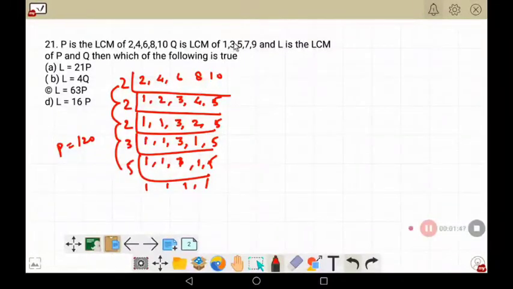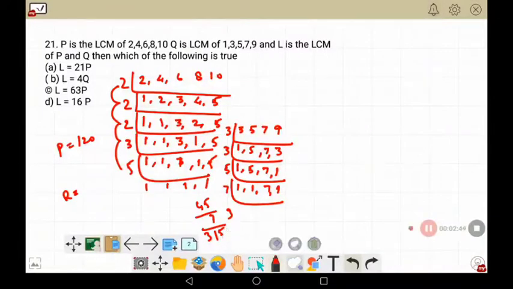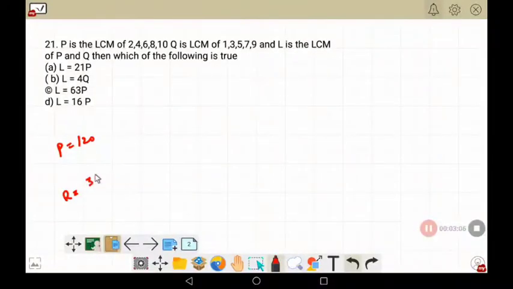Similarly, the value of Q: 3, 5, 7, 9. Leave 1. 3 1s are 3, 5, 7, 3 3s are 9. Leave 5, leave 7, 3 1s are 3. Now 5 1s are 5, leave 7, and here 7. 3 3s are 9, 9 5s are 45, 45 7s are 315.